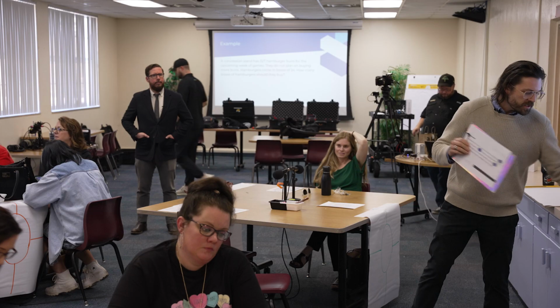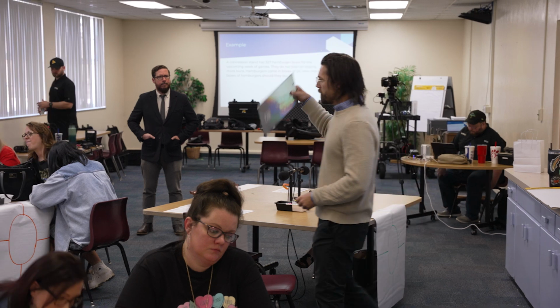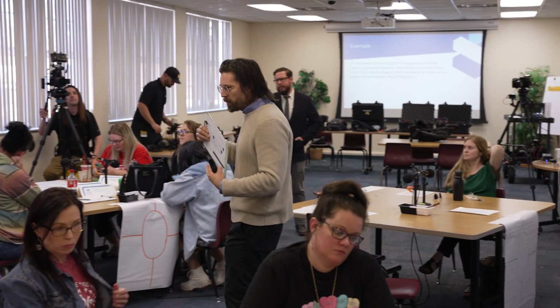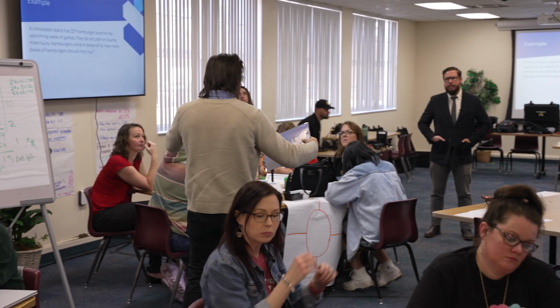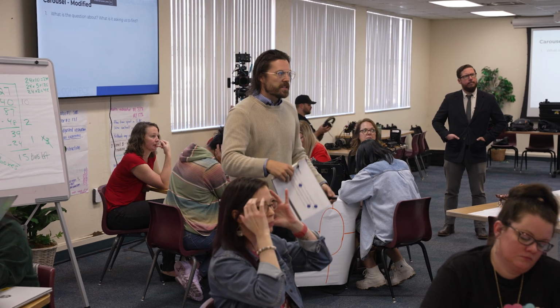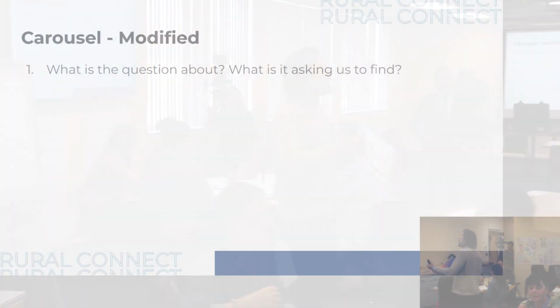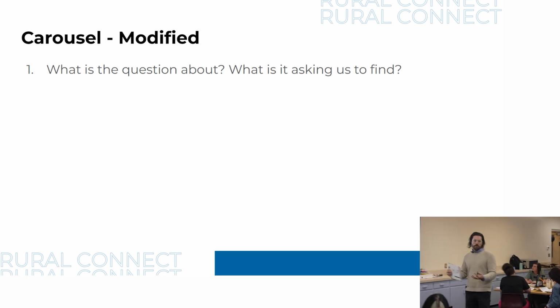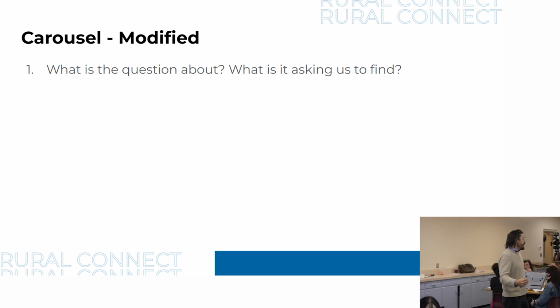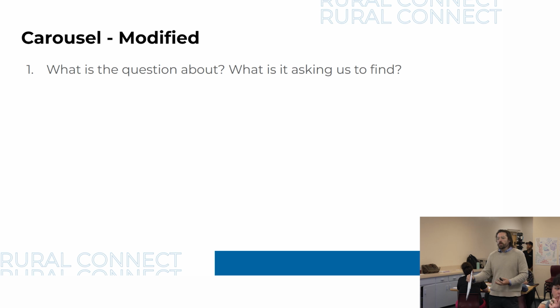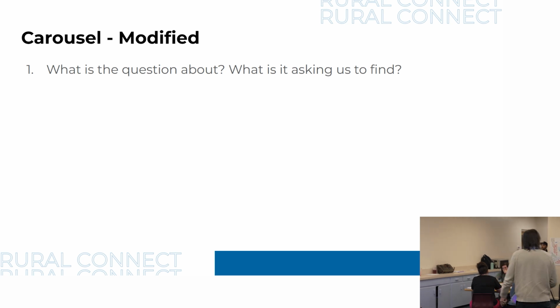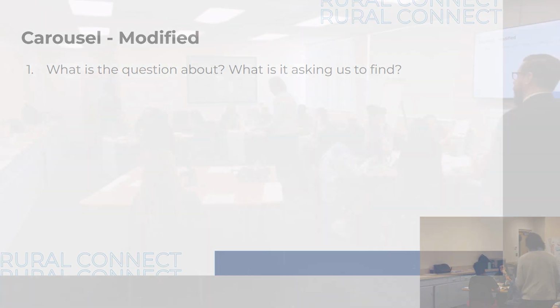All right. So everyone's got their contextual problems. You've got your paper to write on, so we're going to jump right into this. So our first question, you're going to read your problems as a group. Our first question, what is the question about? What is it asking us to find? So discuss that, and then one person in the group, jot it down on that blank sheet of paper you have.